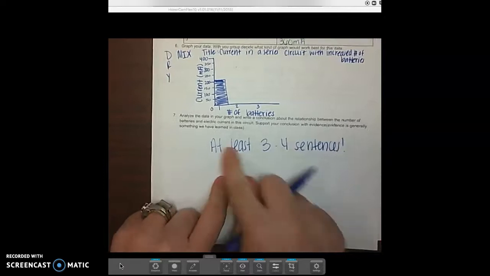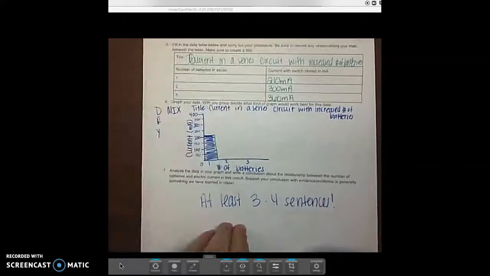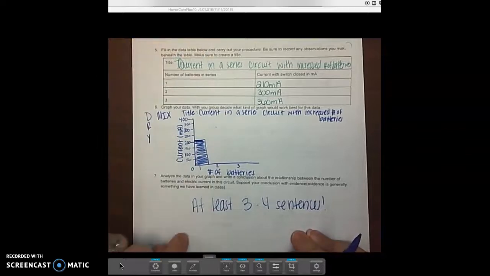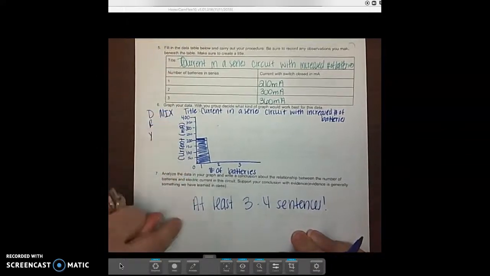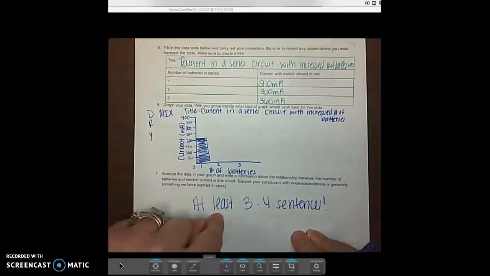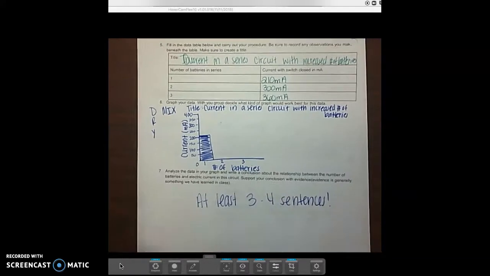Now, this page right here, after you get finished, I want you to take a picture of it and upload it to the Schoology assignment. You're just uploading this back page right here, so 5, 6, and 7. Make sure that I can read all of the information. If you don't know how to take a picture with Schoology, there is a video in the Schoology resources that shows you how to take a picture and upload it to Schoology. So that's what you're going to be doing for the rest of class today.